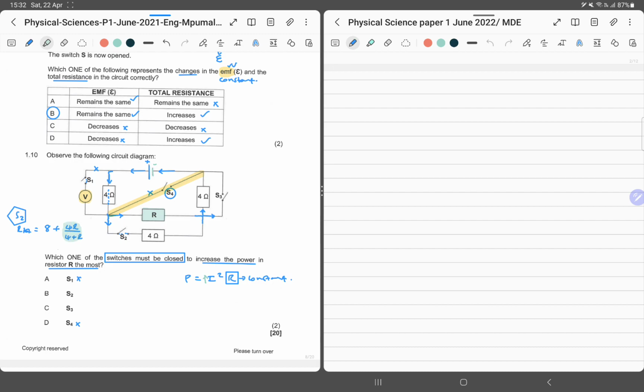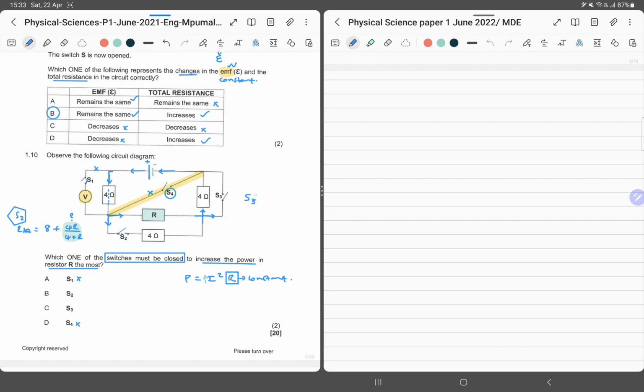Whose value we don't know. We don't know what this value is. But we know those two will add up together if we're closing this switch. So we want to know what would be the value of this thing here. Now that gives us a bit of a situation.